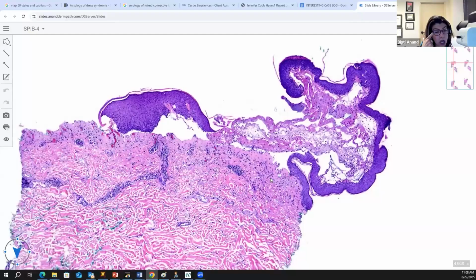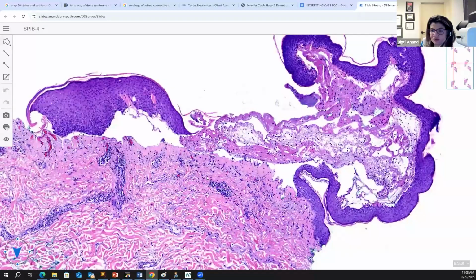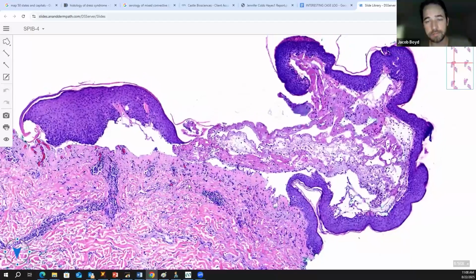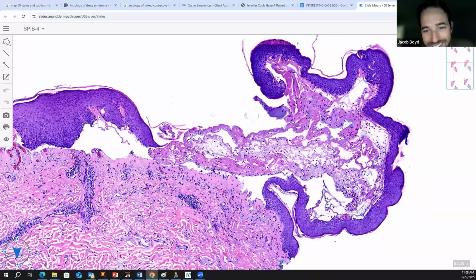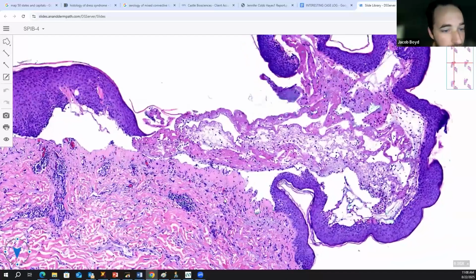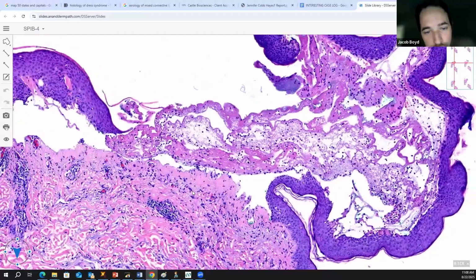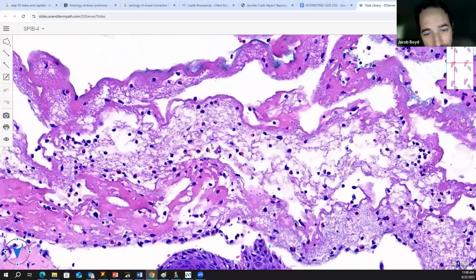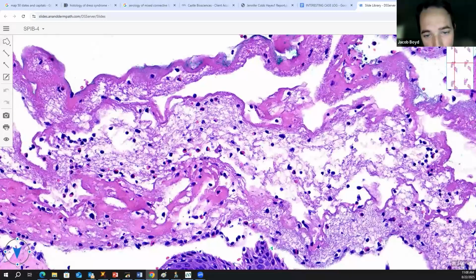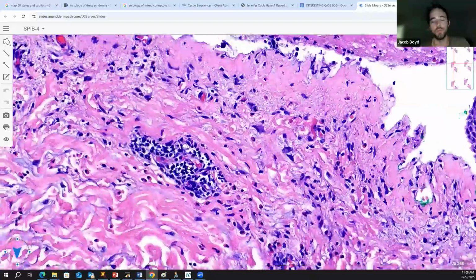Okay, I'll take this one. Sure, Jacob. Looks like a subepidermal split. So I'm thinking, do we have any eosinophils in the split, which would make me think more of bullous pemphigoid. It does look like there's quite a few eosinophils, so I would favor bullous pemphigoid.